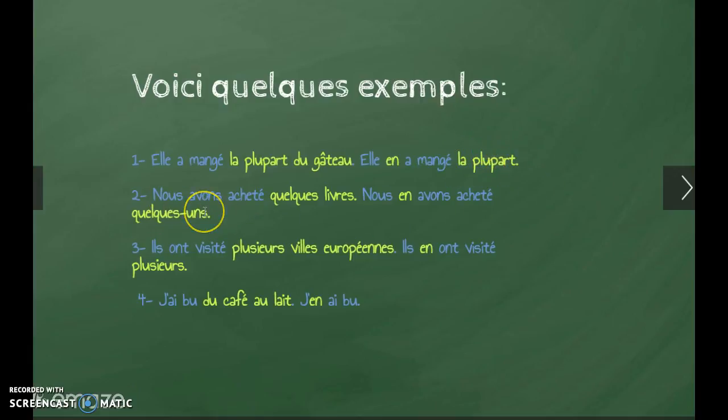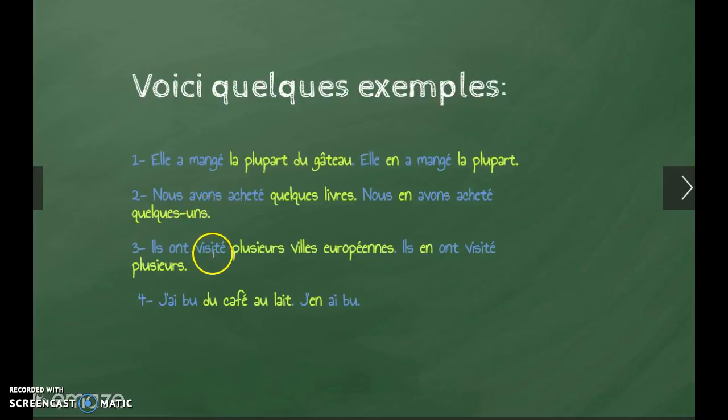The second example, nous avons acheté quelques livres. We bought a few books. So livres is the word I'm going to replace with en. Nous en avons acheté. We bought what? We bought a few books. Alors, nous en avons acheté quelques-uns. Quelques is the expression of quantity, and it needs to go at the end of the sentence.